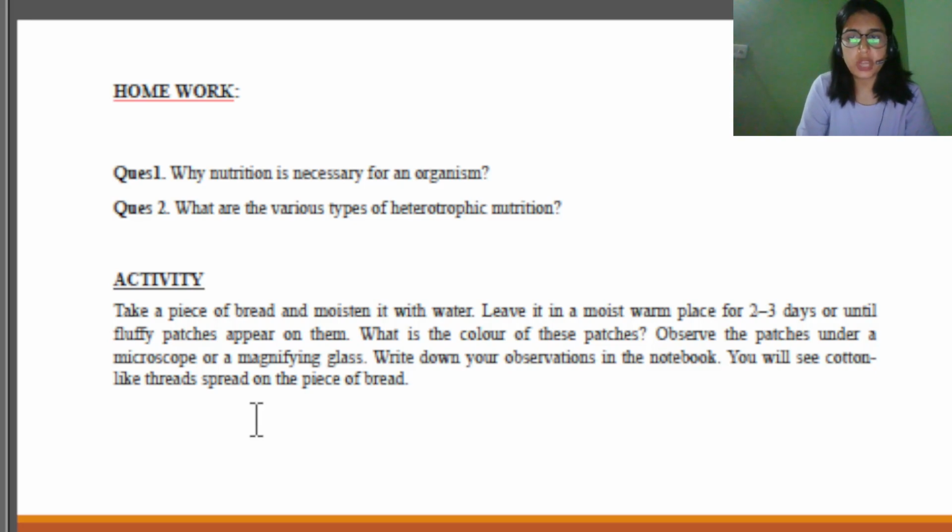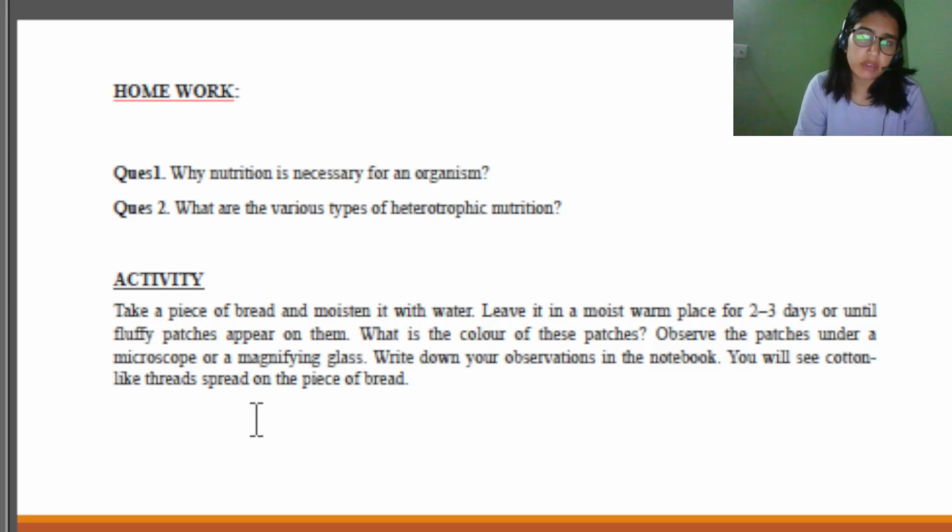And one activity that you have to do is, you'll take a piece of bread and moisten it with water, and leave it in a moist warm place for 2 to 3 days, or until fluffy patches appear on it. We have already seen this in real life as well. Sometimes when bread is outside in moist conditions in the atmosphere, the bread gets fluffy patches on it. What is the color of these patches? You'll be observing that.